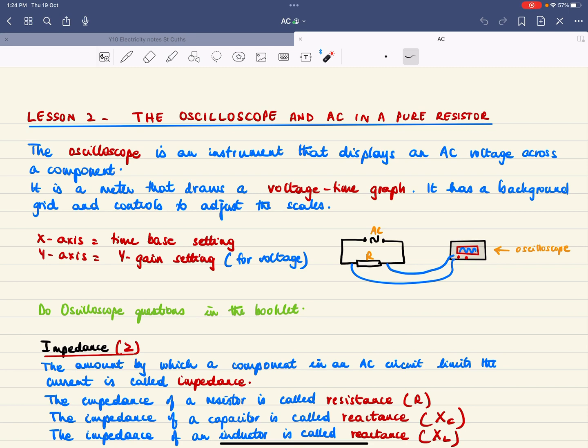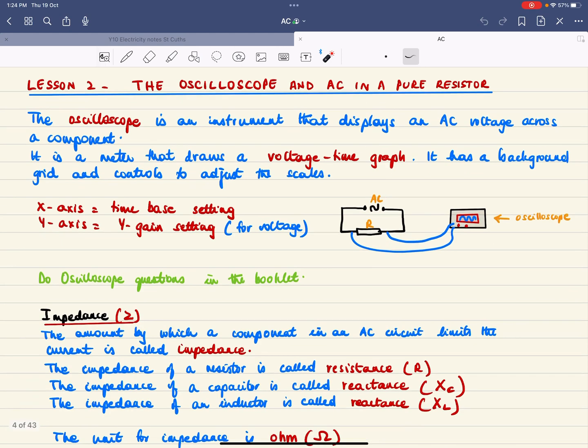It is a meter that draws a voltage time graph, and it has a grid as a background, and there are controls to adjust the scales. So the x-axis represents what we call the time-base setting, and the y-axis is what we call the y-gain setting to read off the voltage. You get a sine curve, and you can choose and move things around in an oscilloscope.